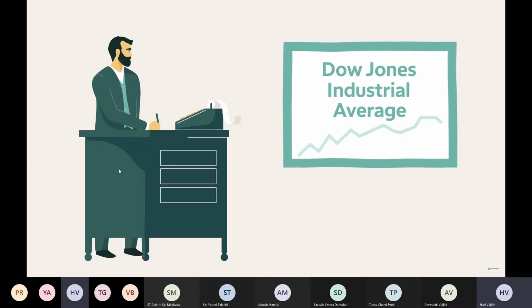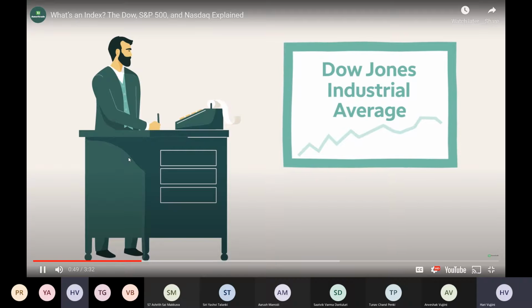The first index was the Dow Jones Industrial Average, published in 1896. So this was the first index, calculated by a journalist in 1896. Let's see how he did it.